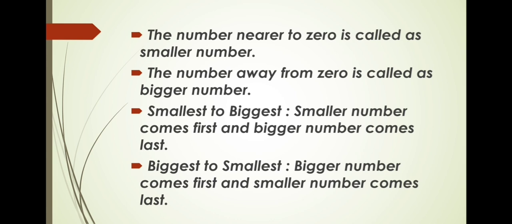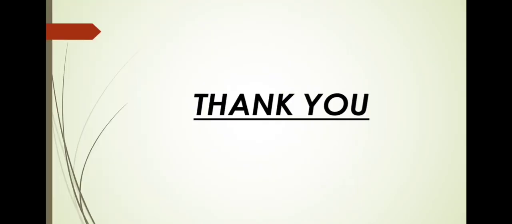Also, we have learned the number nearer to 0 is called as smaller number and the number away from 0 is called as bigger number. We have studied how to arrange the numbers from smallest to biggest. In this, the smaller number comes first and bigger number comes last. And from biggest to smallest, the bigger number comes first and smaller number comes last. Thank you.